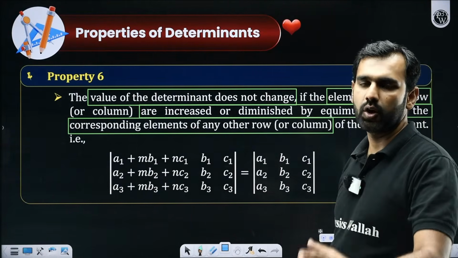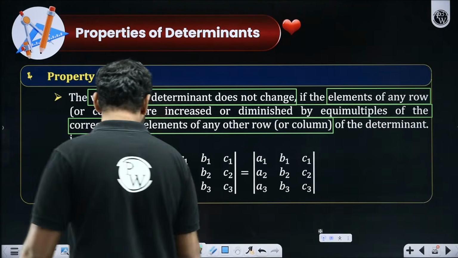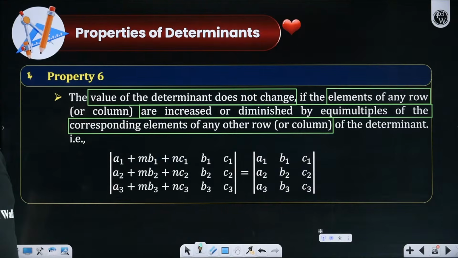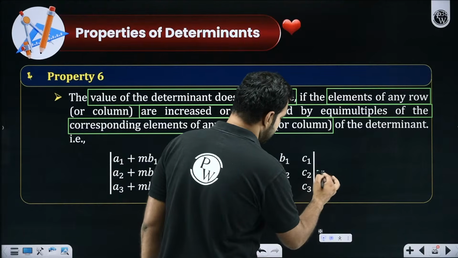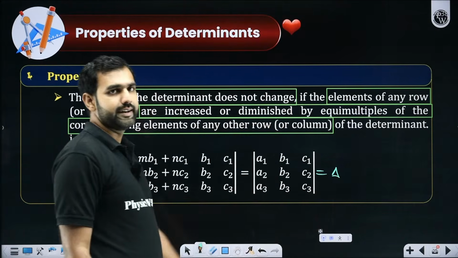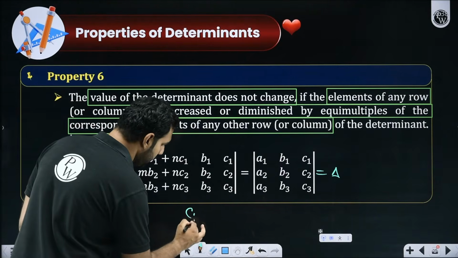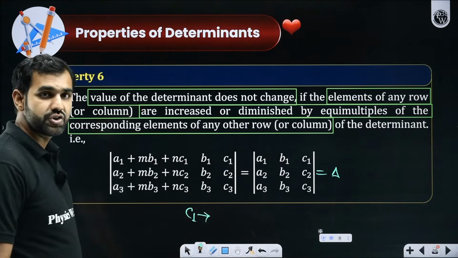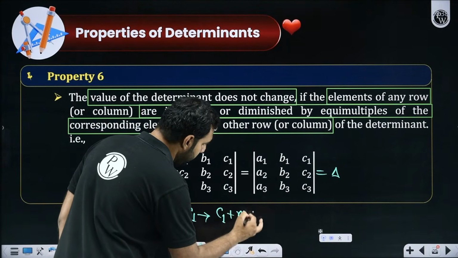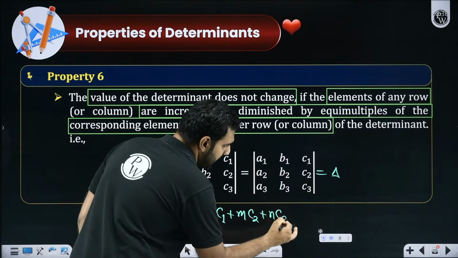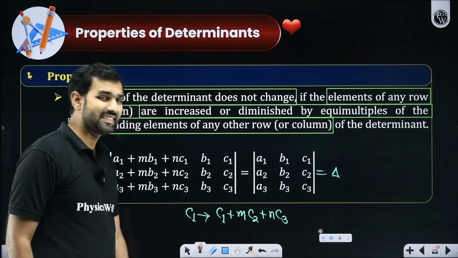All the participants, respond quickly in the comment box. Are you able to digest this? Let me try and explain this particular operation which we are performing here. Of course, this is A1, B1, C1, A2, B2, C2, A3, B3, C3. That's your delta. On this delta, I am performing an operation. Which operation? I am saying that in column 1, make a change. What change? Column 1 updated by column 1 plus m times column 2 plus n times column 3.